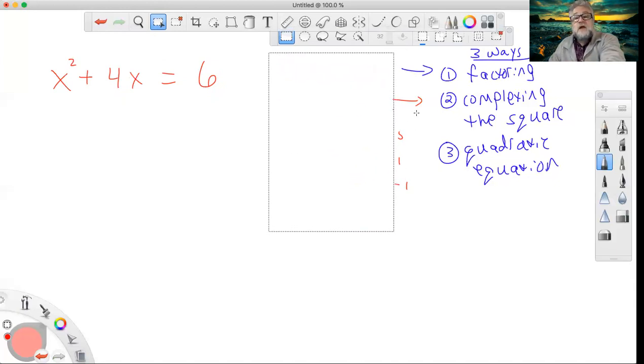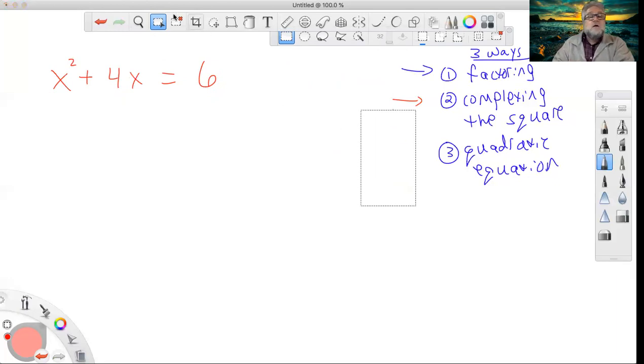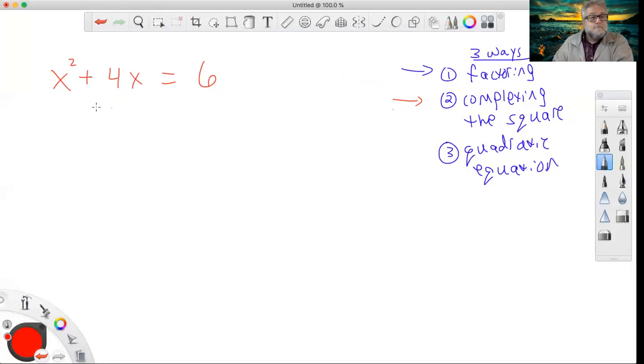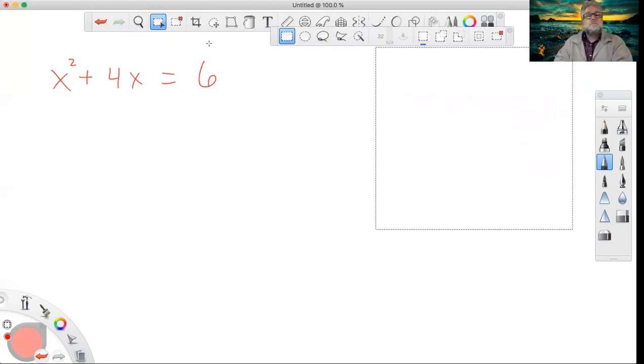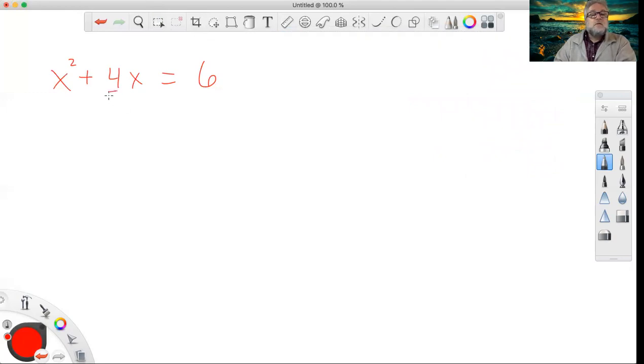But we can use our strategy of completing the square to solve this equation. And the way we do completing the square is, let's get rid of this as well, because I'm going to give you some steps. Okay, number 1, get the x's on one side and the constant on the other. Okay, we already have that.